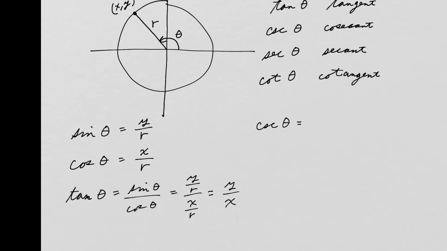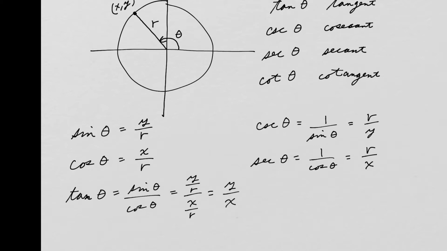Then cosecant. The reason I'm writing it next to the sine is that this is 1 over sine. It's defined to be 1 divided by sine of theta. Since sine of theta is y over r, this is flipped: 1 over y over r, which is r over y. So it's the inverse. Secant of theta is 1 over cosine. Since cosine is x over r, secant is r over x.